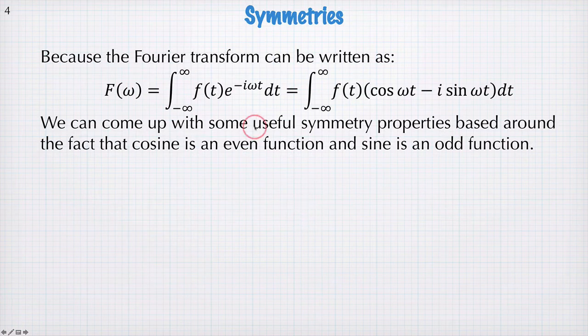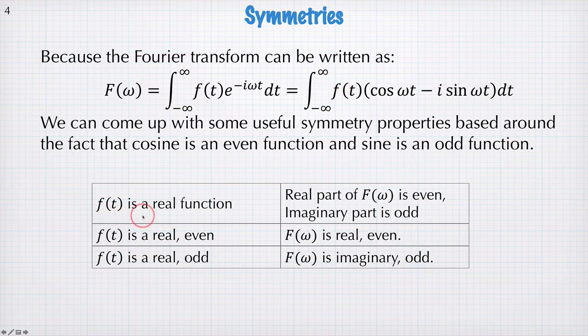It's also very useful to know about the symmetry properties of the Fourier transform. So the Fourier transform here is written with this kernel e to the negative i omega t, but this kernel can be expanded as cos omega t minus i sine omega t. Now the cosine function here is even, and the sine function here is odd, and this gives us some particular symmetry properties of the real and imaginary parts of this integral.